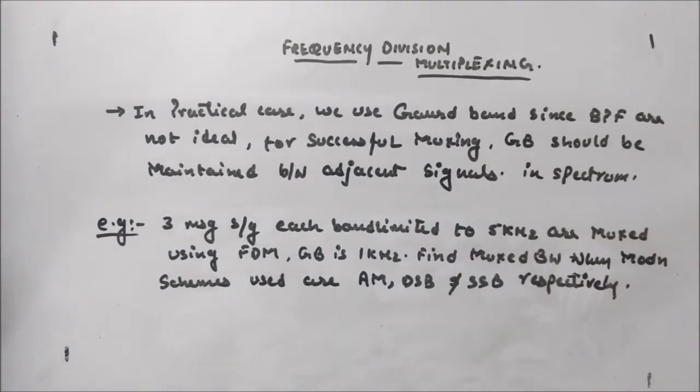Okay, now I hope frequency division multiplexing is clear. Let's see an example. Three message signals, each band limited to 5 kHz, are multiplexed using frequency division multiplexing. The guard band is 1 kHz. Find the multiplexed bandwidth when the modulation schemes used are AM, that is DSB-FC, DSB, that is DSB-SC, and SSB, that is SSB-SC, respectively.